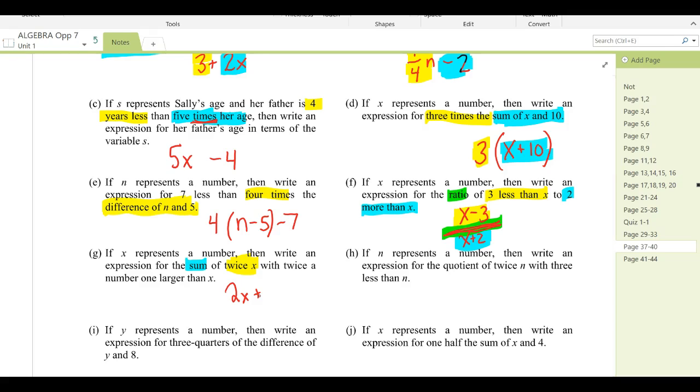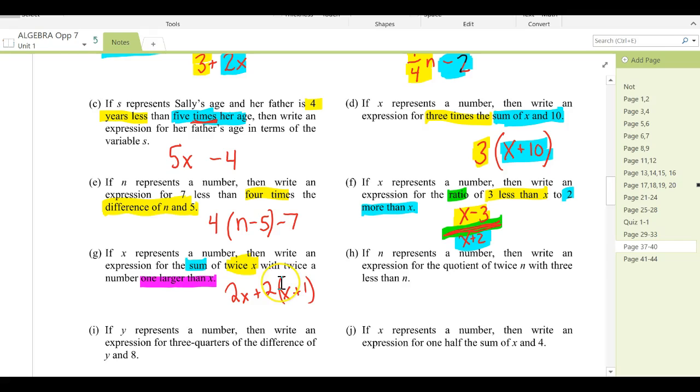One larger than X. Awesome, Vanessa. One larger than X is X plus 1. And how do I do twice a number that? Times 2. Times 2.